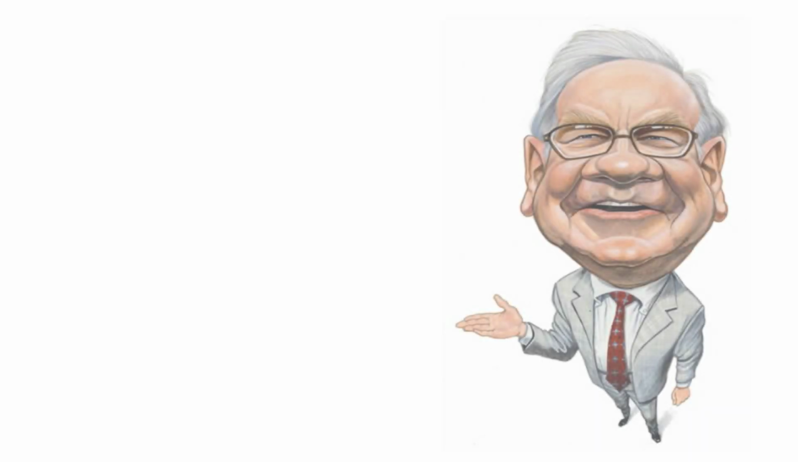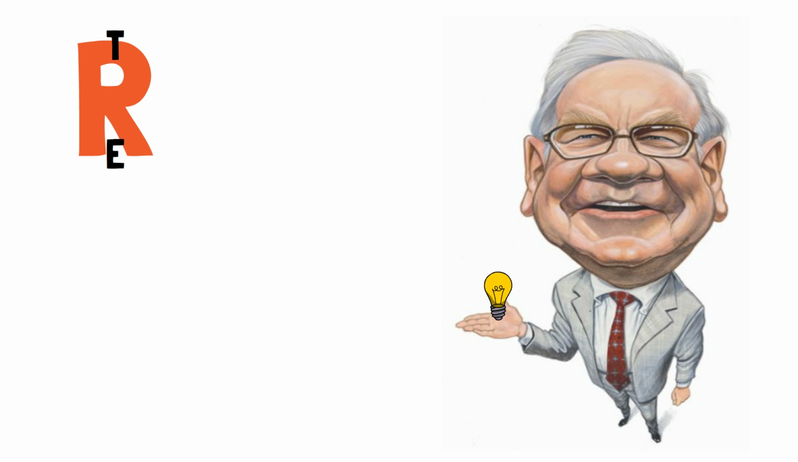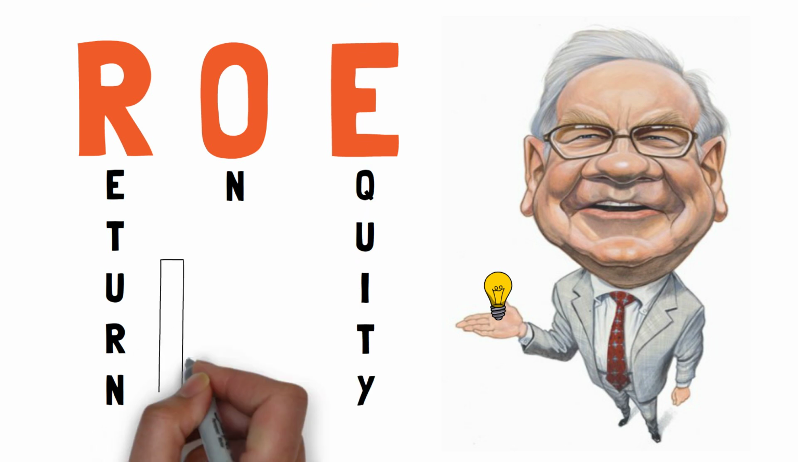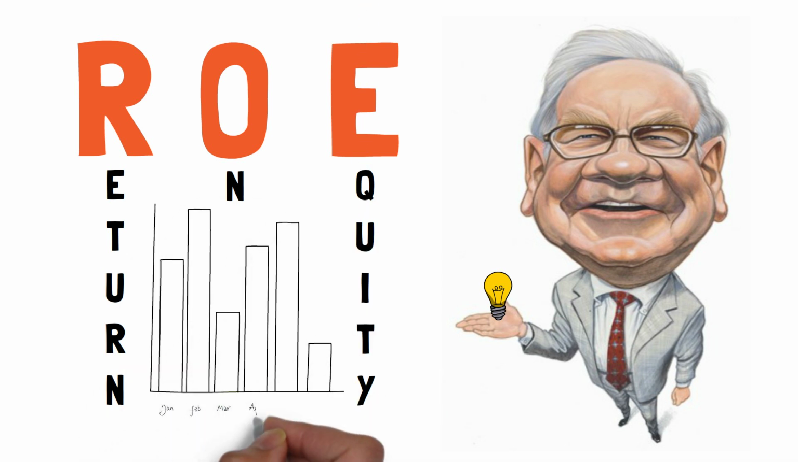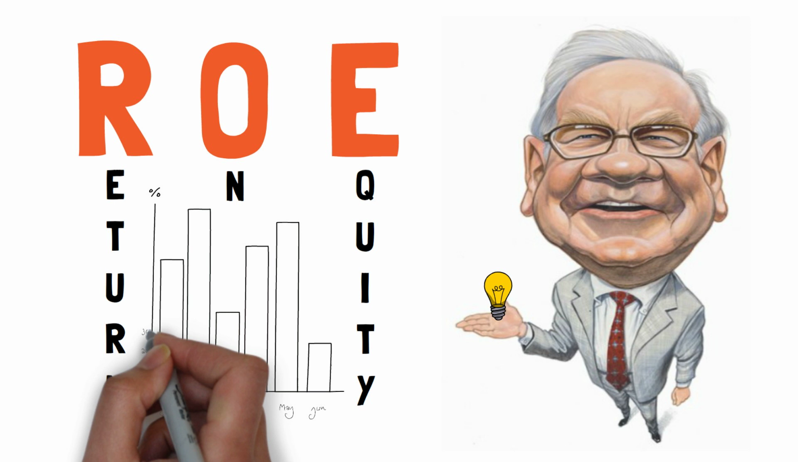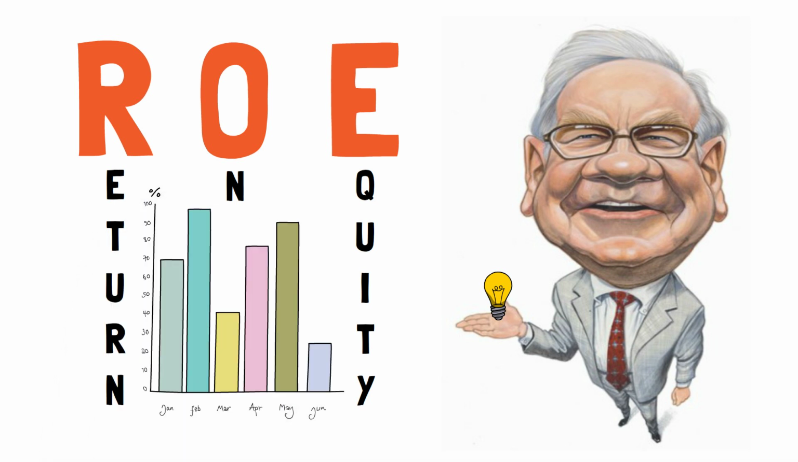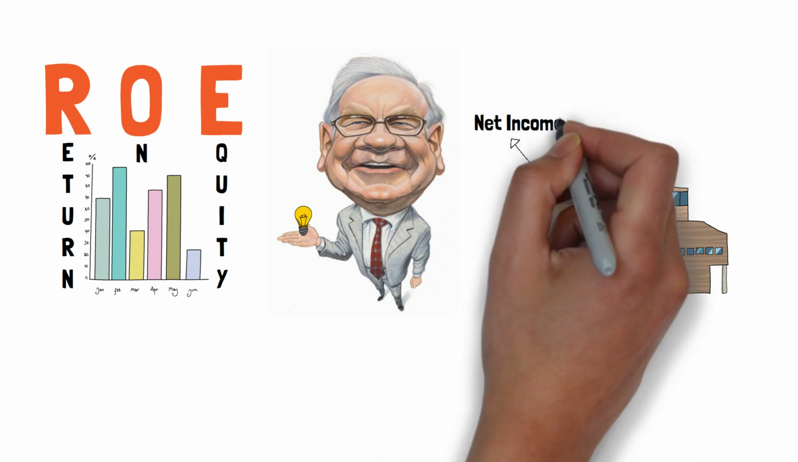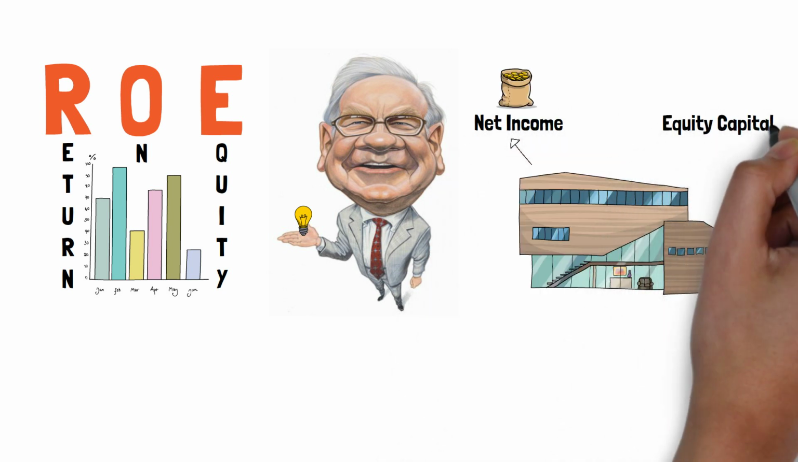Hi friends. In today's video, I am going to tell you about a very interesting financial concept used by investors worldwide to ascertain profitability of a company. Warren Buffett, the multi-billionaire investor and businessman, has also spoken highly of return on equity, or ROE, as a key financial ratio in evaluating a company's performance. ROE measures the amount of net income a company generates relative to the amount of equity capital it has raised.